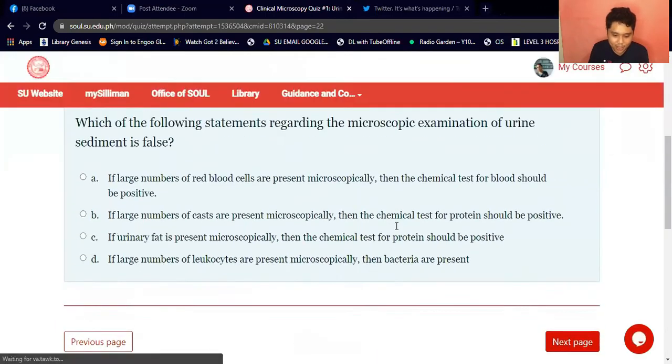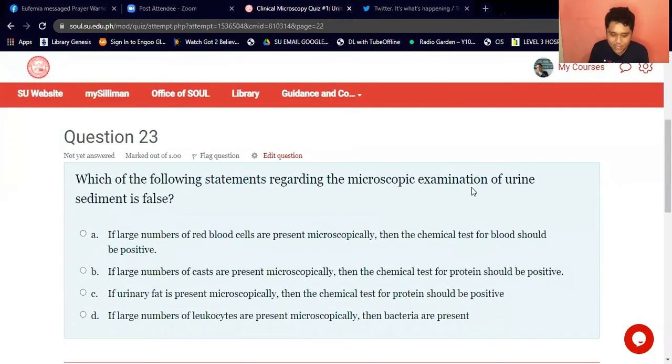23. Which of the following statements regarding the microscopic exam of urine sediment is false? Letter A. If large numbers of RBCs are present microscopically, then the chemical test for blood should be positive. If daghang RBCs microscopic, dapat positive siya sa imuhang blood. Is that correct? True. Yes, so this is true.